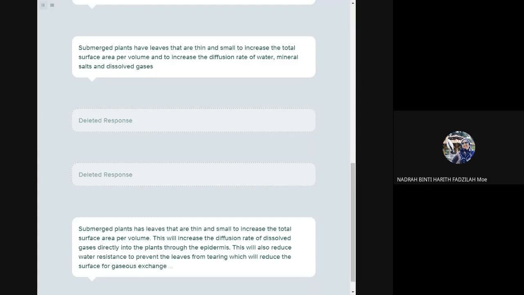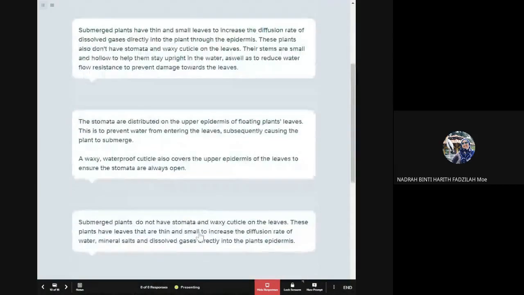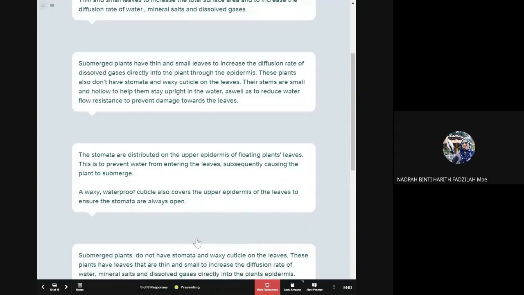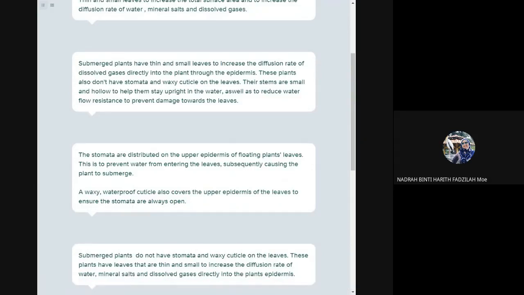Okay, kalau ada resistance, nanti kalau daun tu lebar, bila ada arus air, daun tu terkoyak. So kalau daun tu koyak, kuranglah surface untuk gas exchange kan. Okay, untuk mereka yang jawab stem tadi tu, stem and hollow to help them stay upright in the water.